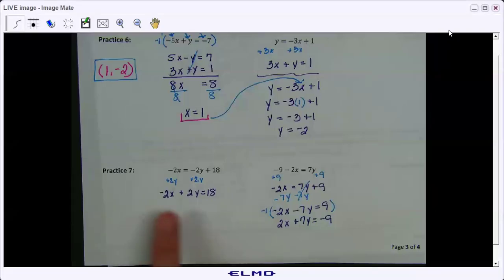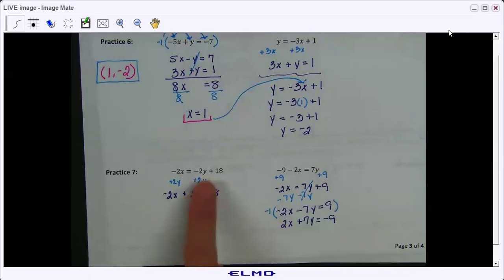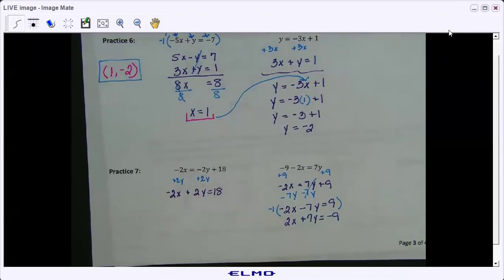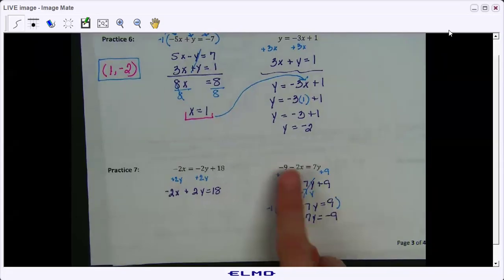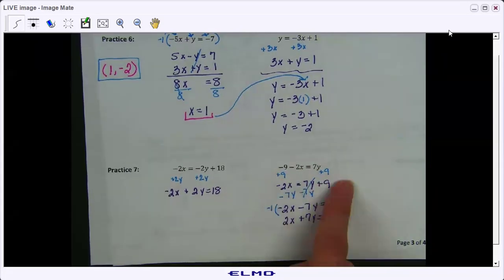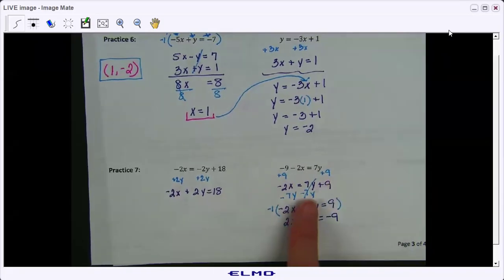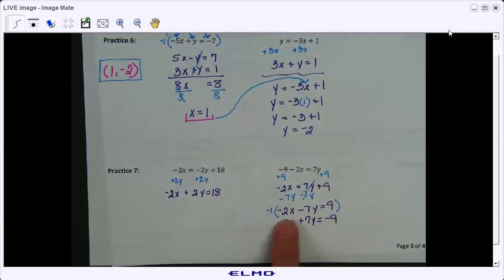Okay, so I rearranged the first equation by moving the negative 2y over, and I got negative 2x plus 2y equals 18. So that's the first thing you should have done. The next thing is that I rearranged my second equation, and this required 2 movements. I moved my 9 over, so I added 9 to both sides, and then I moved my 7y over, so that I got negative 2x minus 7y equals 9.